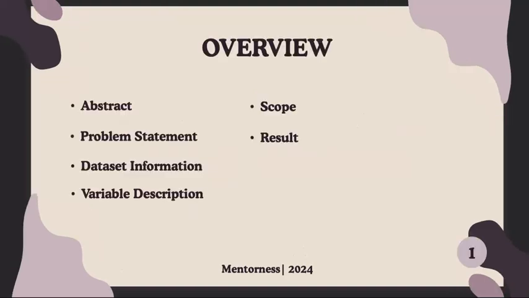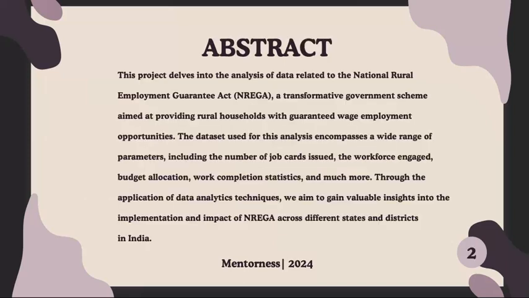So we're going to talk about the overview, abstract, problem statement, dataset information, variable description, scope and result. In the abstract, we talk about the dataset used for this analysis, which comprises different parameters such as number of job cards issued, the workforce engaged, budget allocation, work completion statistics, etc. By using this, we'll gain valuable insight into the implementation and impact of Nrega across different states and districts in India.